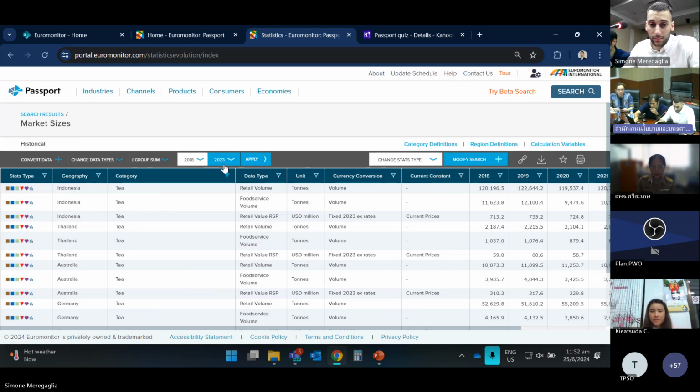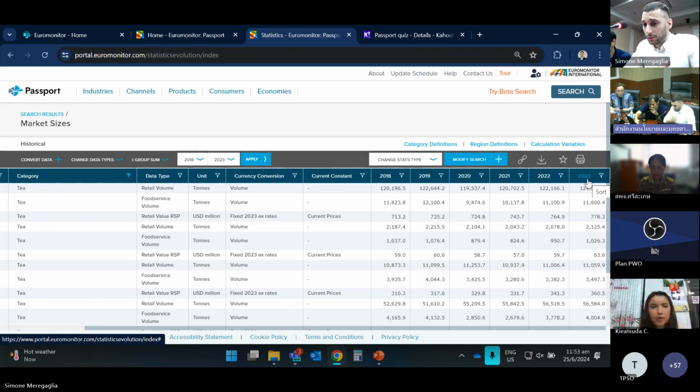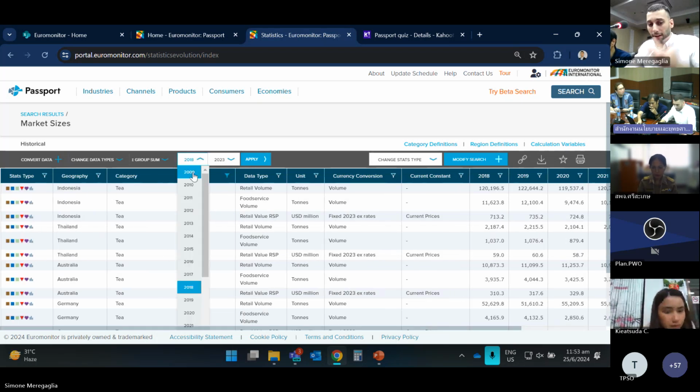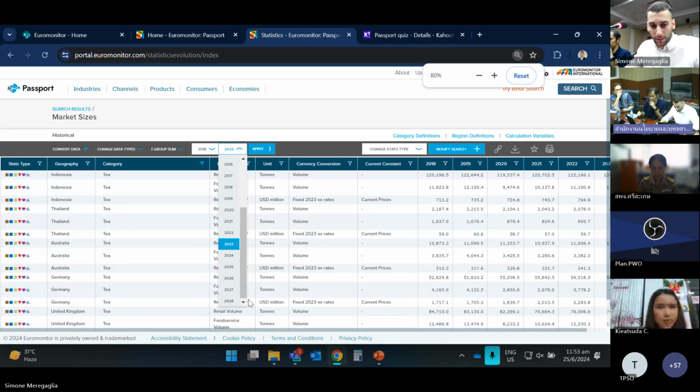But another thing you can play around with is the time frame. By default, Passport always shows you the latest historical year, which is 2023, because 2024 is still ongoing. So the latest finished year is 2023, and it also shows you the 5 years before. But if you want to change, you can. You can go all the way back to 2009 if you want, and you can go all the way forward to 2028. 2028 is the furthest one.